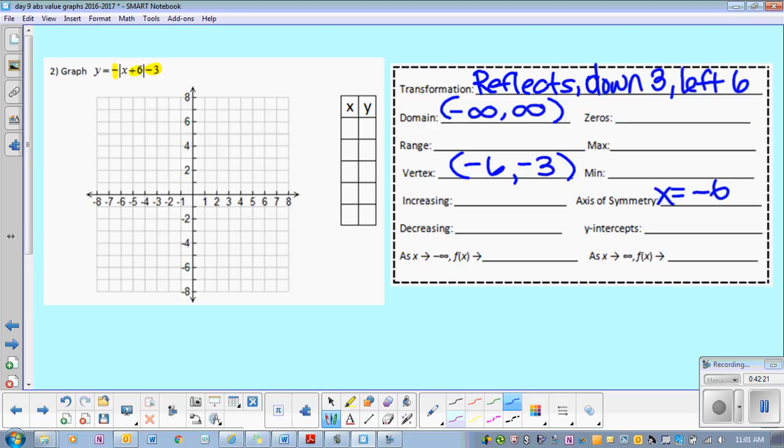All right. So, let's go graph it. I know my vertex, so that's the number that's going to go right in the middle. And then I want to get two numbers that are above it and two numbers that are below it. So let's see, negative.